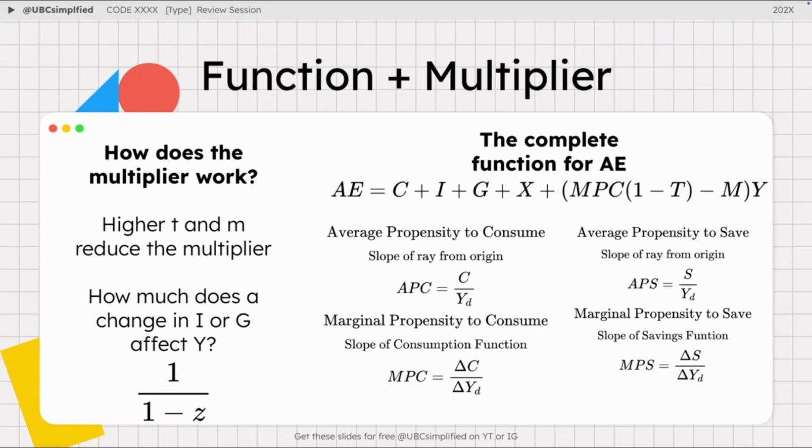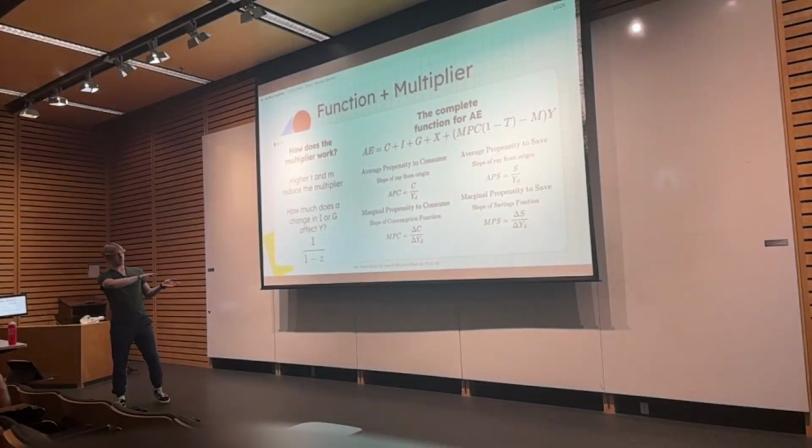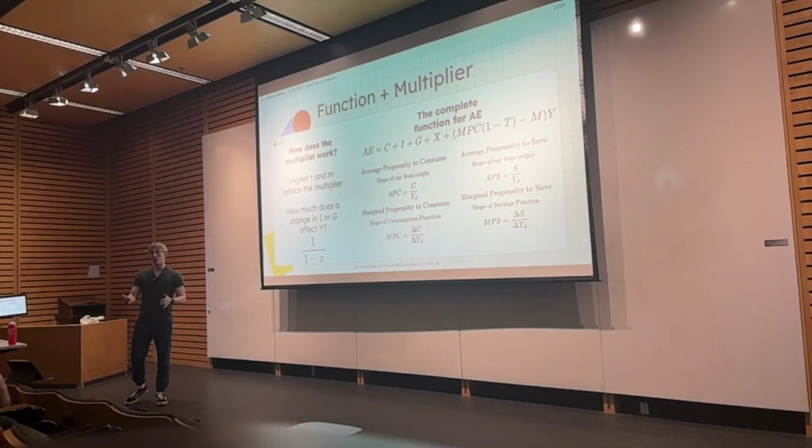So just a few quick terms. 1 minus the MPC will be our marginal propensity to save, how much we want to save. And if we take a specific point on the AE line and divide it by what our Y is, like what our consumption is, that'll give our average propensity to consume.